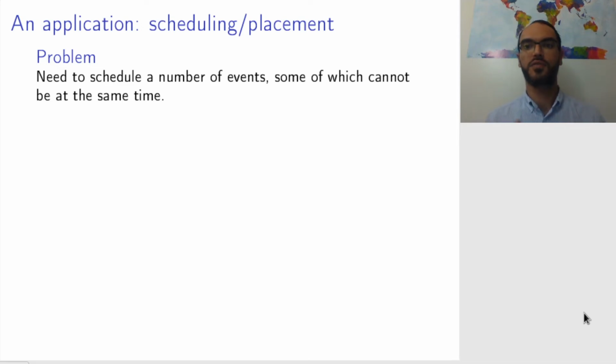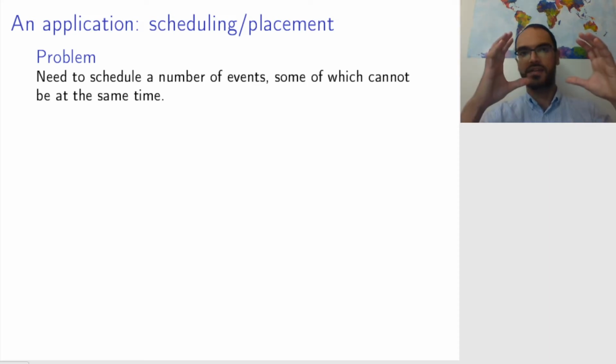Before we move on to the other questions we had, let's look at a quick application of coloring and colorability. So the application is a problem of scheduling or placement. So the problem you would typically have that you want to solve is that you have a number of meetings or events or whatever, involving many people.